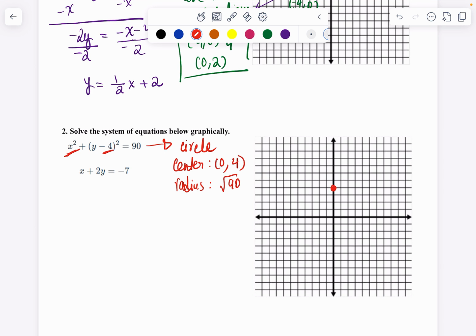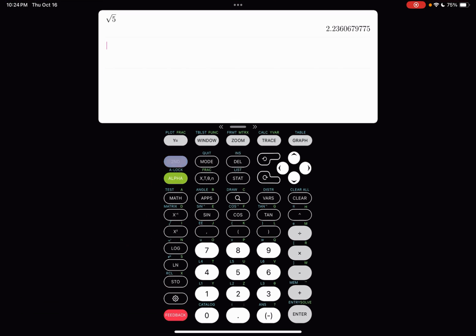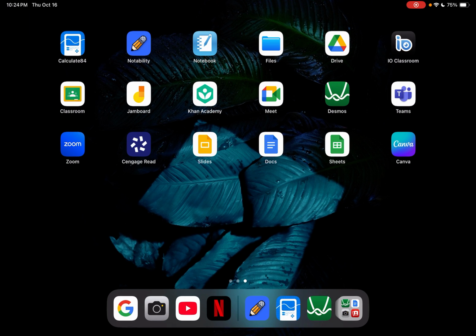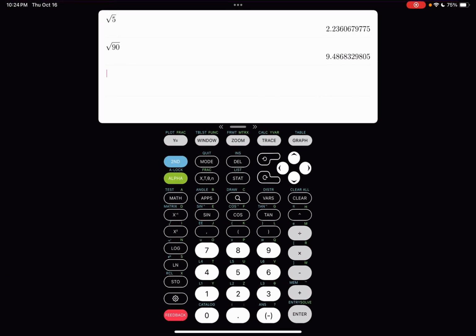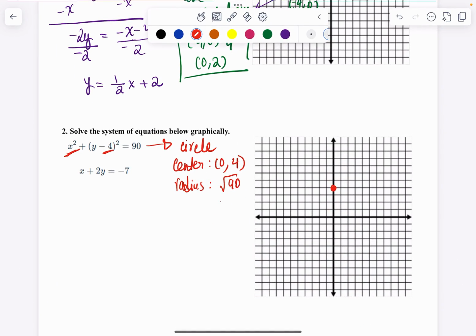And then from there, the radius is radical 90, and let me put that in my graphing calculator. Radical 90 is equal to 9.4, so approximately, well, 9.5, I guess. So let's see, 1, 2, 3, 4, 5, 6, 7, 8, 9, and then we have another about 9.5.